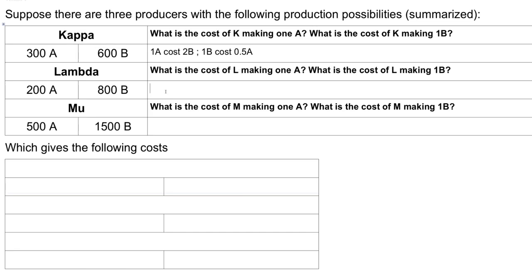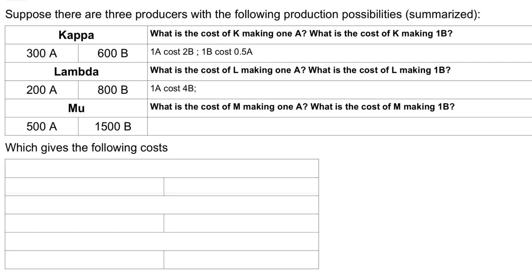Well, the cost of lambda making 1A, we don't know. But we do know that 200 A's cost 800 B's. And so using the same kind of reasoning and math that we used before, if we don't want 200 A's, we want to make that margin smaller, we divide that by 200, but then also we have to divide the number of B's that you're having to give out by 200. And so 200 A's divided by 200 is going to give you 1A. 800 B's divided by 200 is going to give you 4 B's. And so we end up with the fact that in lambda, the cost of 1A is going to be 4 B's.